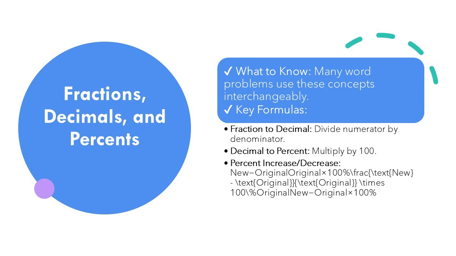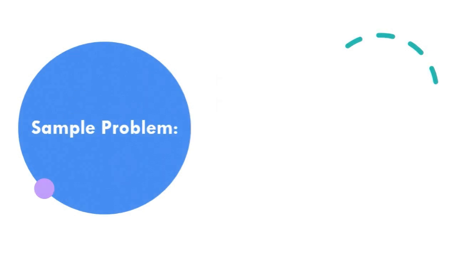Percent increase or decrease? This is where people usually get tripped up. The formula is (new minus original) divided by original, times 100%. It's just a fancy way of saying how much did it change compared to the original amount. Let's look at a real ACT-style problem.